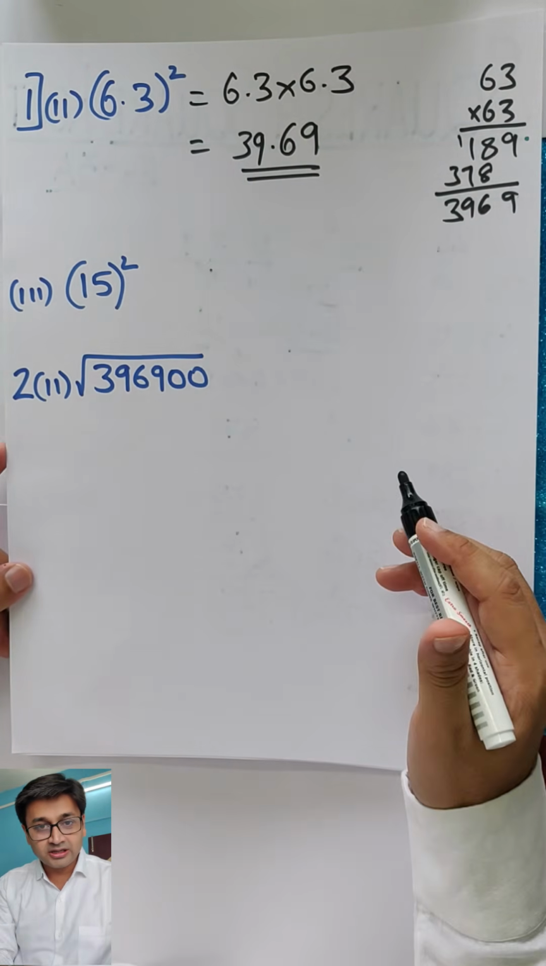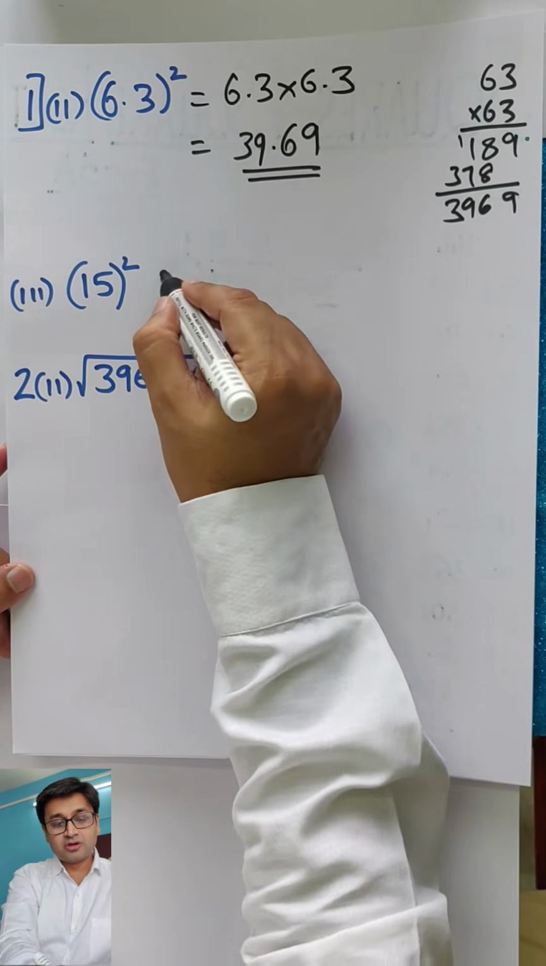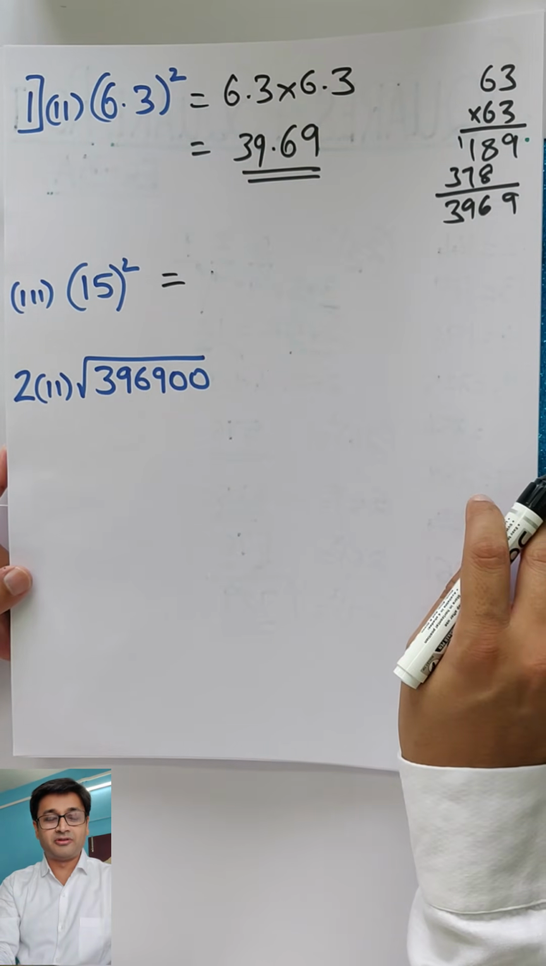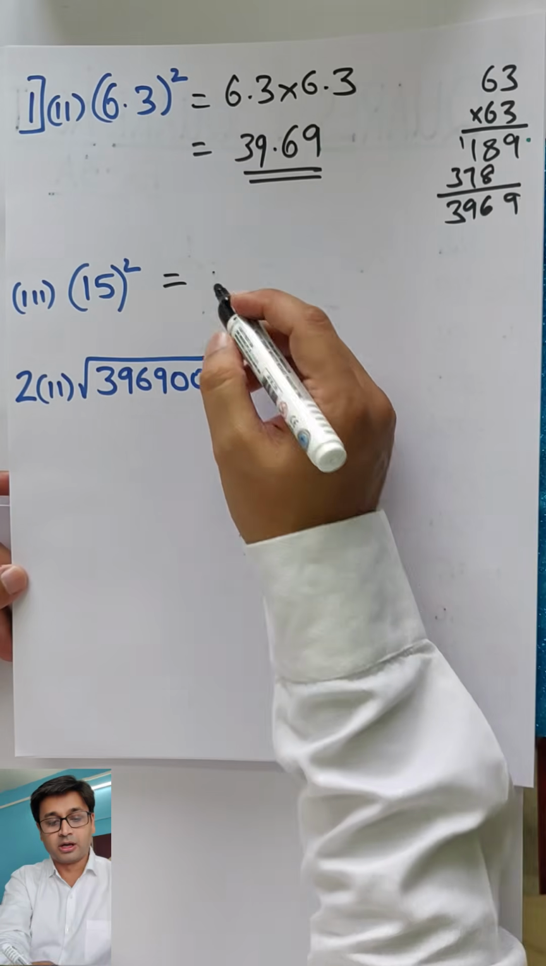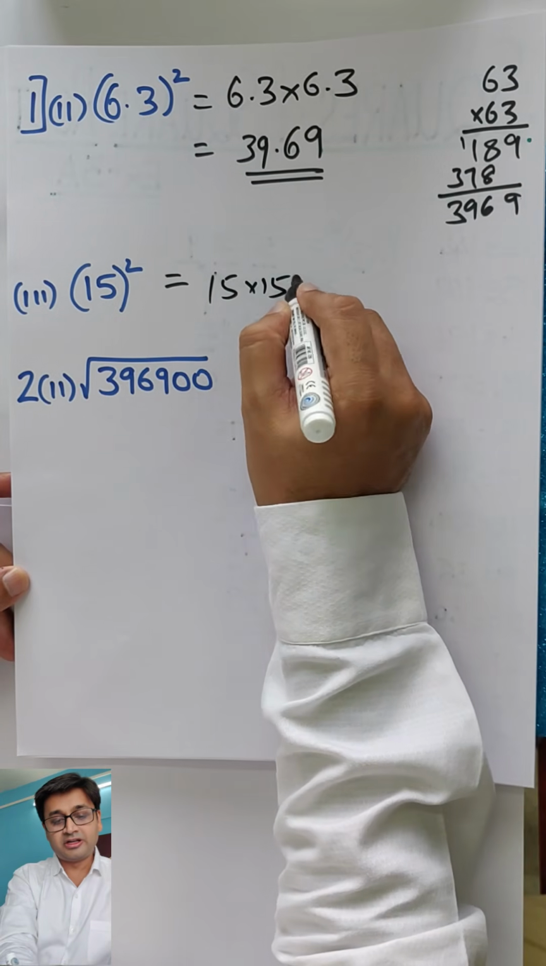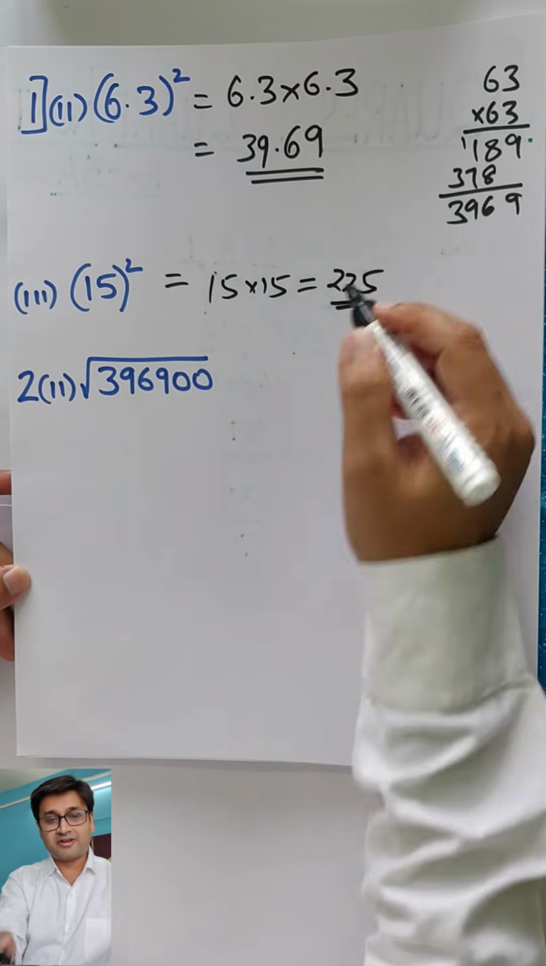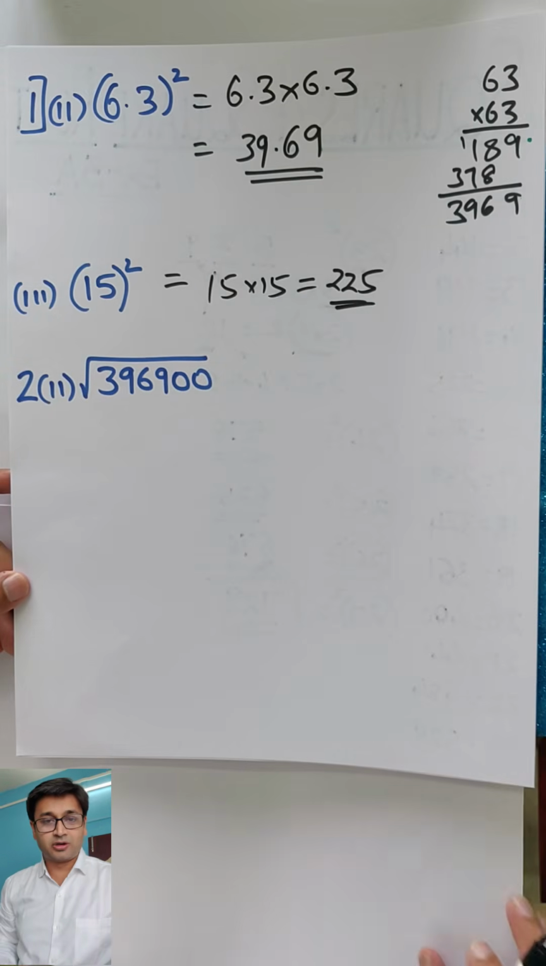Are we very clear till here? Perfect. Can you go with this one? Come on, 1 minute, not even 1 minute, 20-second job. Come on everyone. 15 into 15, how much? 225. Brilliant. Can you get this one for me?